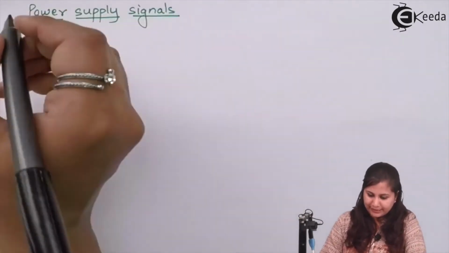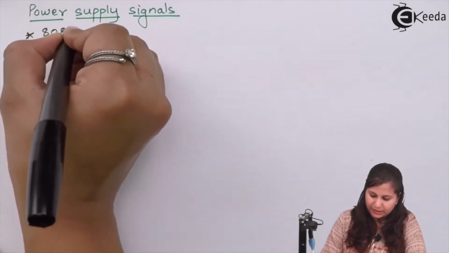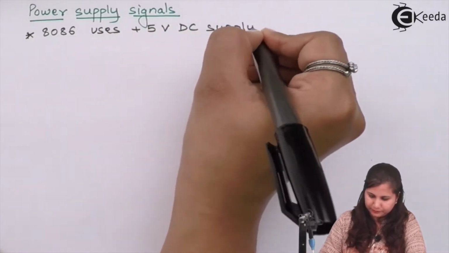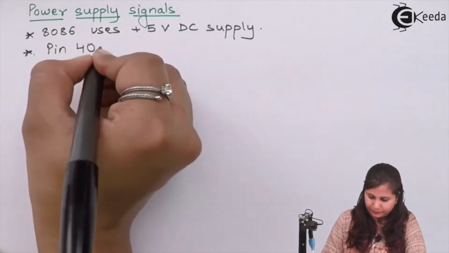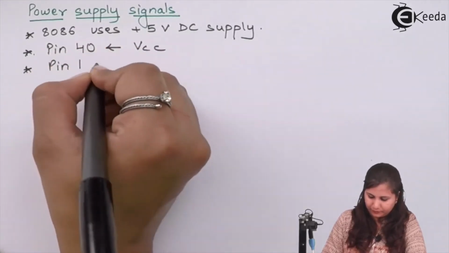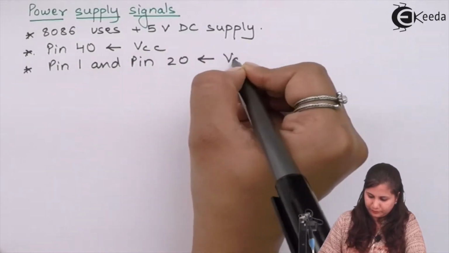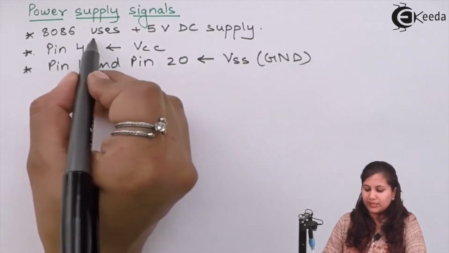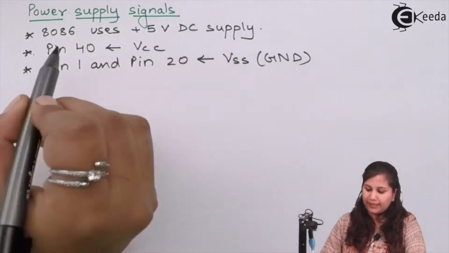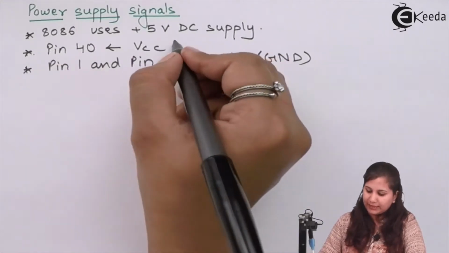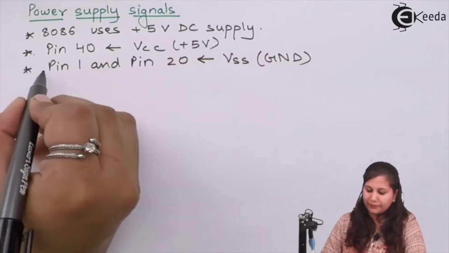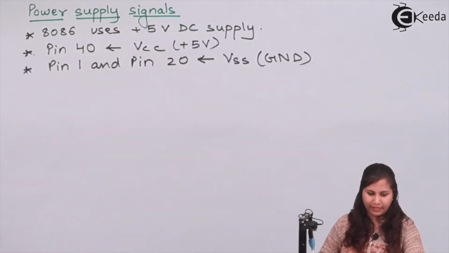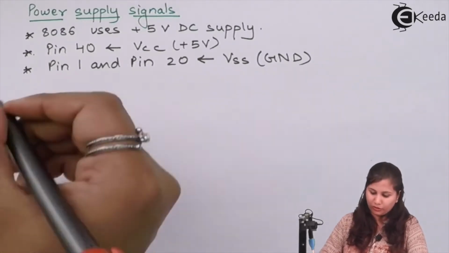So for power supply, the 8086 uses plus 5 volts DC supply. At pin number 40 we have the VCC, that is the plus 5 volt connection, and pin number 1 and pin 20 act as the ground. Then we have the frequency signals or the clock input.